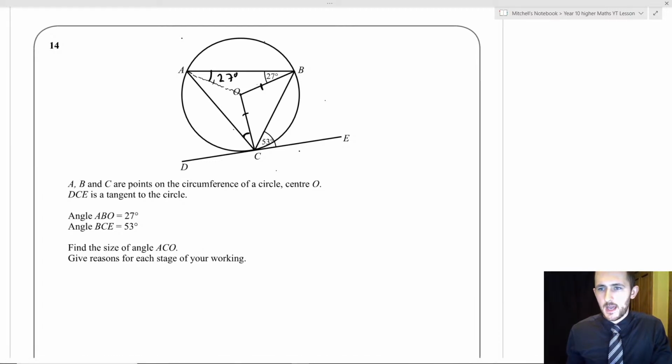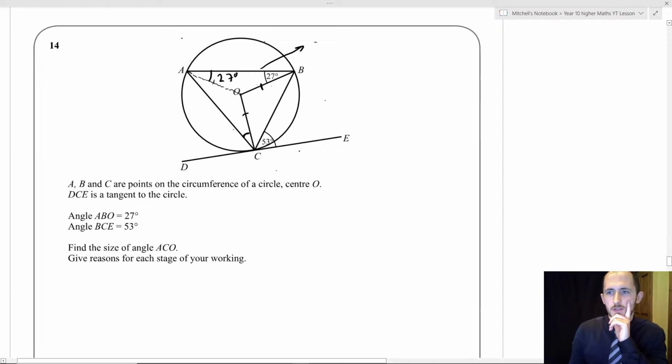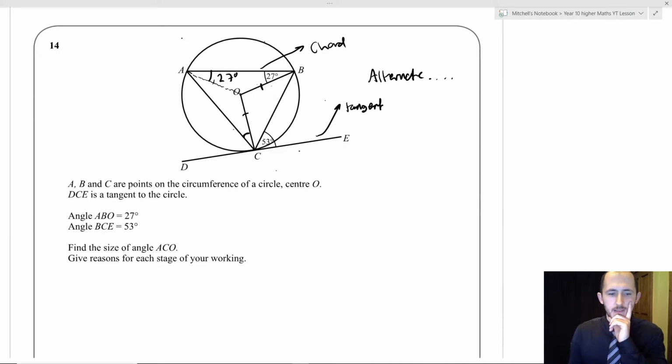Okay. And something else that I can probably do... okay. So I know what to do next. It's just I'm worried about writing this a bit poorly because it's going to get a bit messy. The other thing, right, is we have a chord and we have a tangent. So I'm hoping we've programmed ourselves to now think alternate segment theorem. The angle we have is 53. So can you see that this overall angle here will also be 53 degrees?